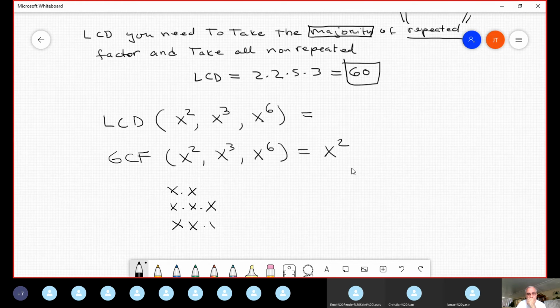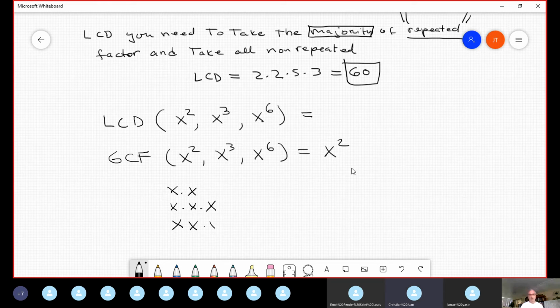1, 2, 3, 4, 5, 6, and you see that x squared is common, no? This is the greatest common factor idea, but the least common denominator is different, okay? In this case, remember the key word is majority, and the majority is x to the 6. When there is repetition, you take the majority. Do you understand now?